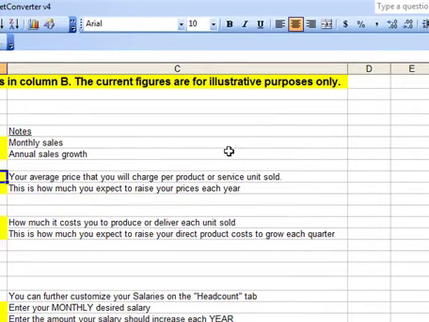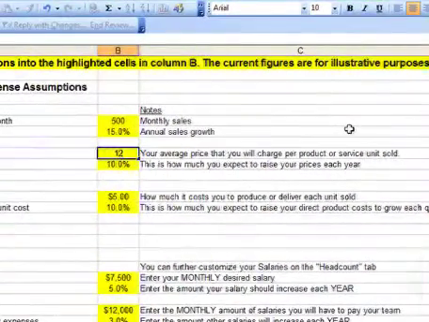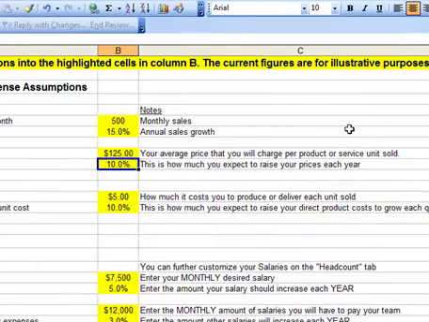Maybe that means that some tires will sell for 100 each. Some tires will sell for 150 each. But let's say my average is $125. I'm just typing this in. And let's say I believe my price is going to increase by 5% per year. Next question is, what is direct cost per unit sold?